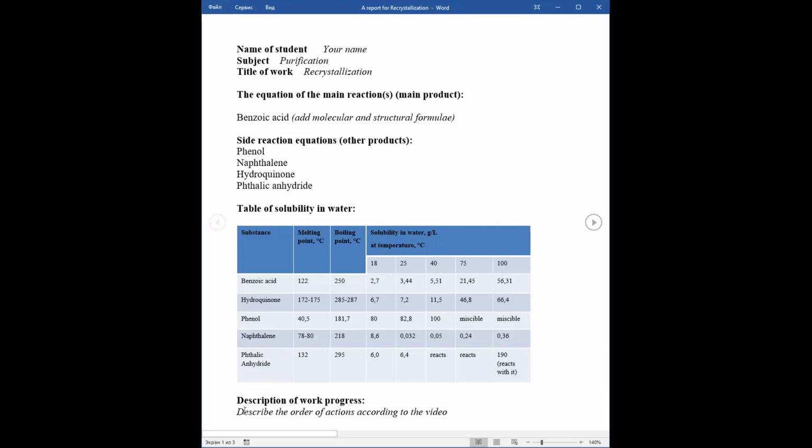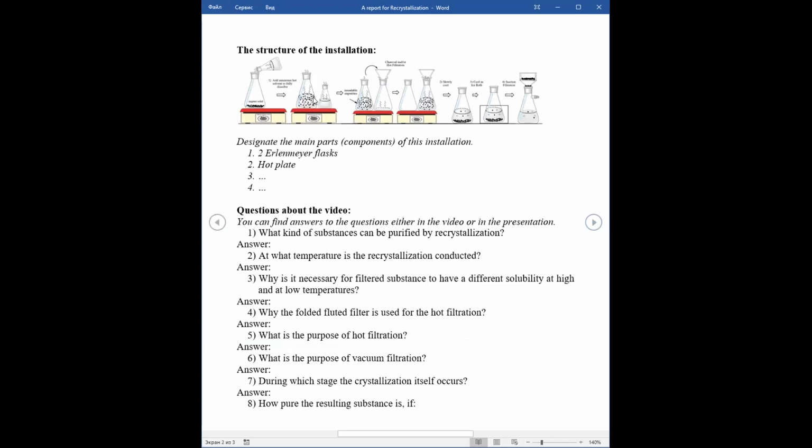There I just put the sentence that you should describe the order of actions according to the video. So you should describe what you see in the video under this title. The next, you could see the structure of the installation or structure of the labware that is used for this class. For the recrystallization process, you can see two Erlenmeyer flasks, one for heating the substance, the other for heating the filtered substance. So there should be two Erlenmeyer flasks, a hot plate, and also a glass funnel and paper folded filter.